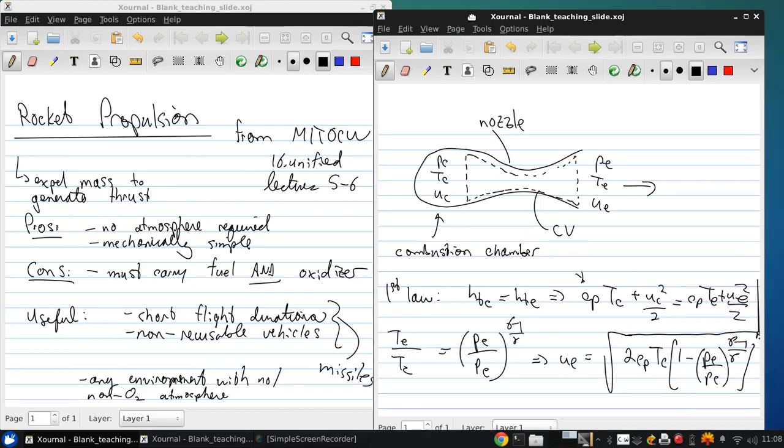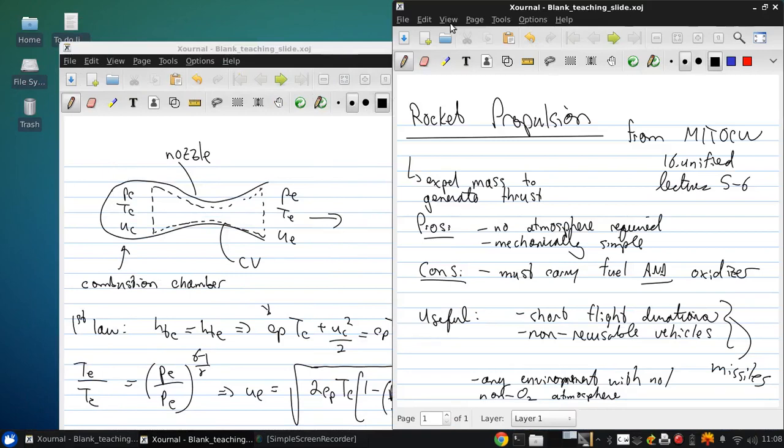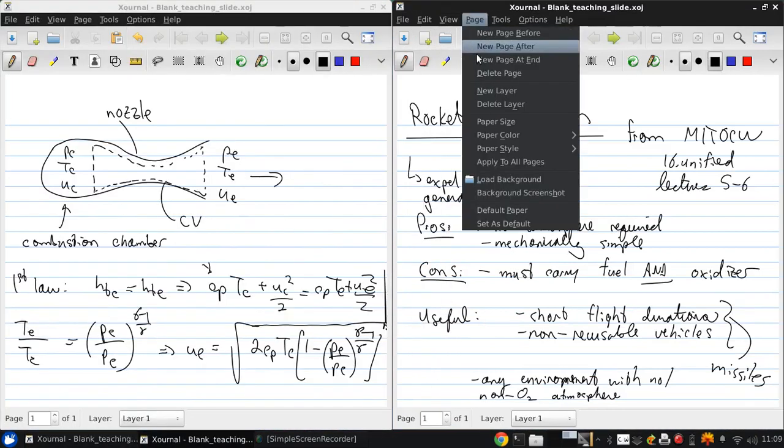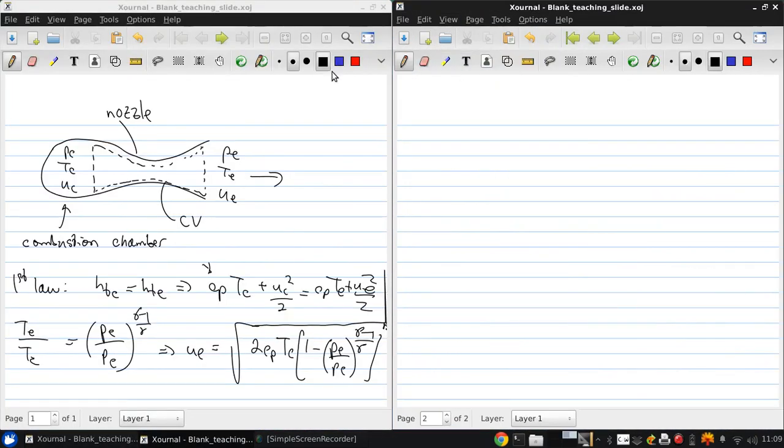Now, recall the thrust formula, which we first developed when we were talking about air-breathing propulsion, was that the thrust force F is m dot UE plus AE times (PE minus P naught). Here, there's no term for the incoming velocity and mass flow, as mass flow is only exiting the control volume and not coming in, or exiting the vehicle and not coming in.